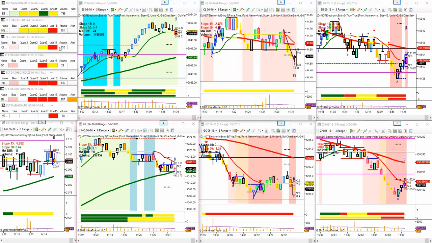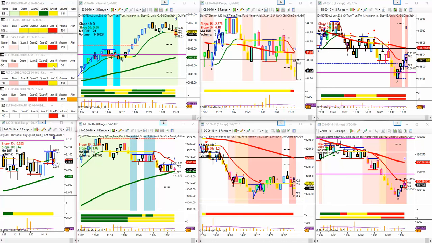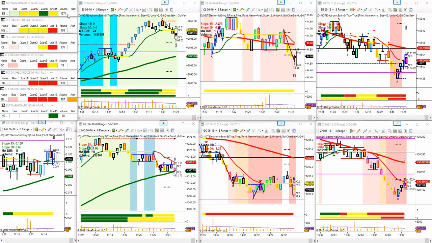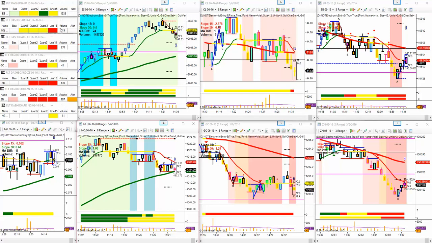Crude, nothing. Gold, nothing. Bonds and notes are the charts to look at right now. Now it's late in the afternoon. It's 2:36 on Friday. Also very important is the number of contracts that are turning per minute. We want to trade a market that's got decent volume, and this tells us how many contracts are crossing on any given minute.